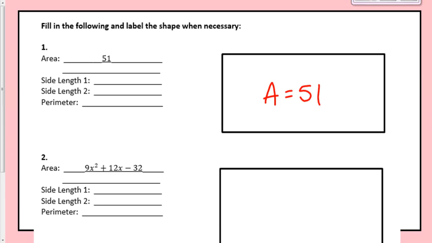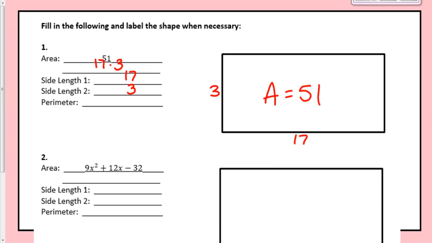We think about it, it's not prime even though we think it might be, and it's actually 17 and 3. Okay, so we know that 17 times 3 is 51. That's the other way to write the area, 17 times 3. Okay, so now side length 1, well, we could call that 17 if we wanted to. Side length 2 would be 3.